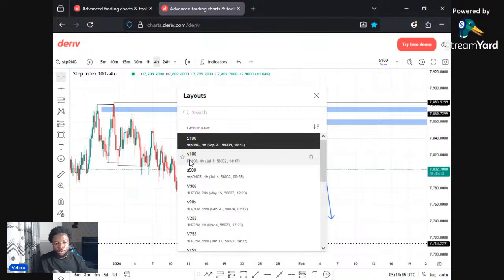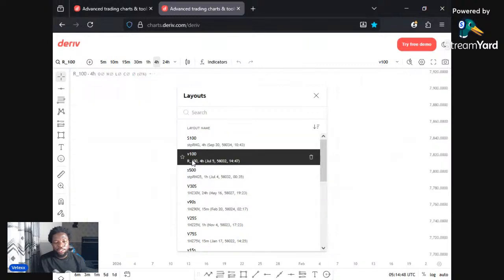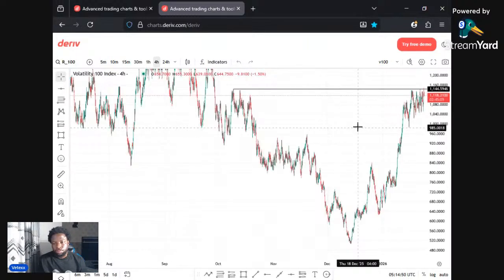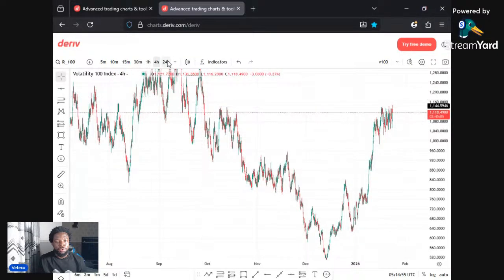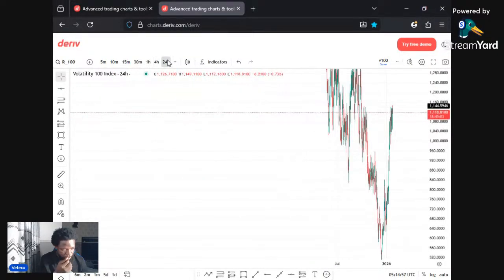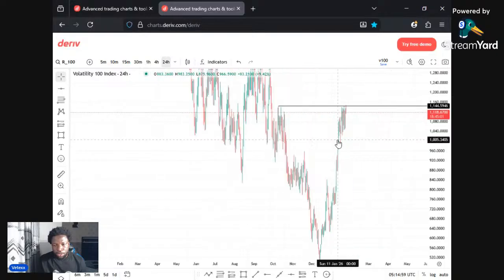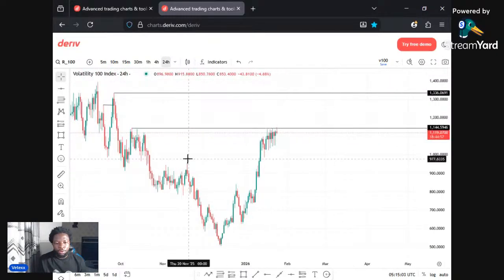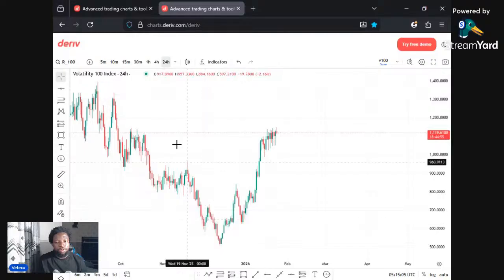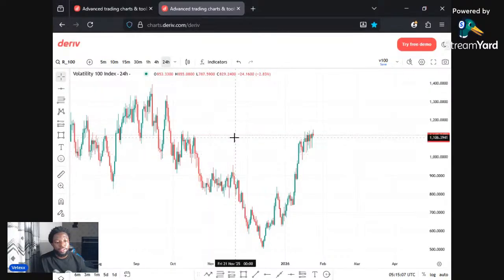So the next pair on our list is V100, Volatility 100 Index. Now on Volatility 100 Index, starting from the weekly time frame, it is on a bearish move. The trend is on a bearish move on the weekly time frame. And what you are going to be doing is, let's check out if you're anticipating any structure on a daily time frame.